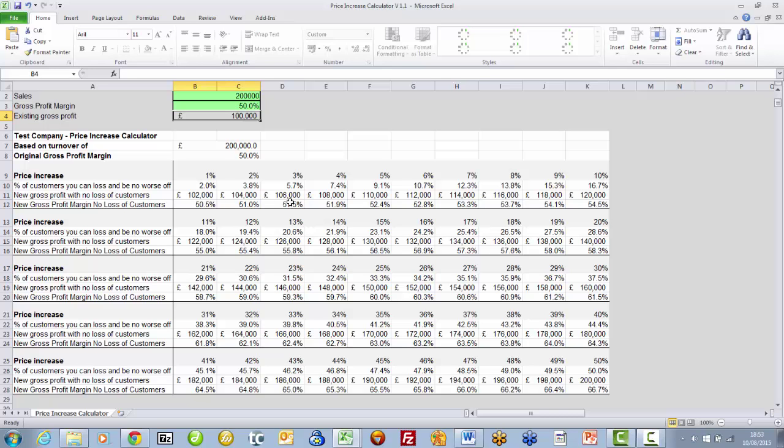And I always recommend that if you can deal with that and get rid of them, then great, because you've got a much better business to deal with thereafter. So there's a little bit more detail in there than just for the price increase calculator, but it just throws out some interesting concepts there.